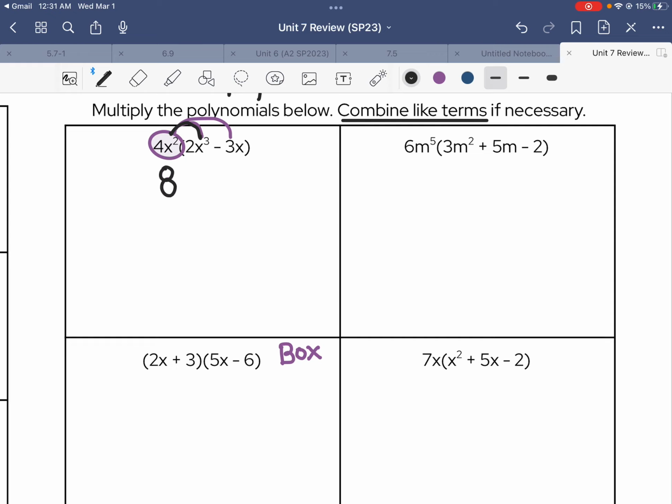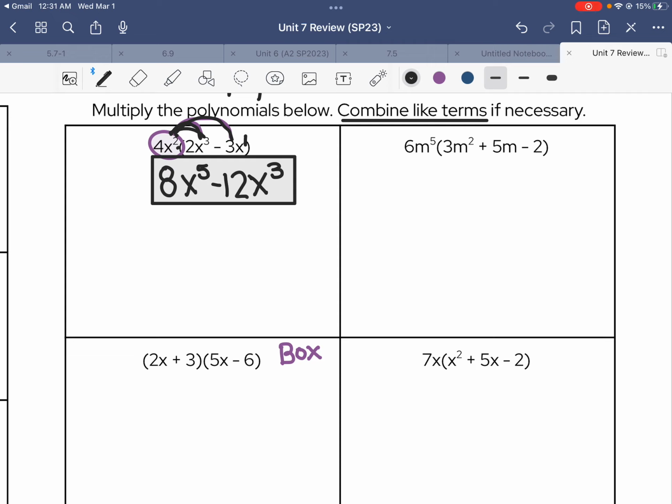And if I have 2 x's and I'm putting 3 more with it, that's going to turn into x to the 5th. Then 4 times negative 3 is negative 12. And I've got 2 x's here and 1 more over here. So that's going to make x to the power of 3. And that's it. And that's pretty much what's going to happen with the box method.